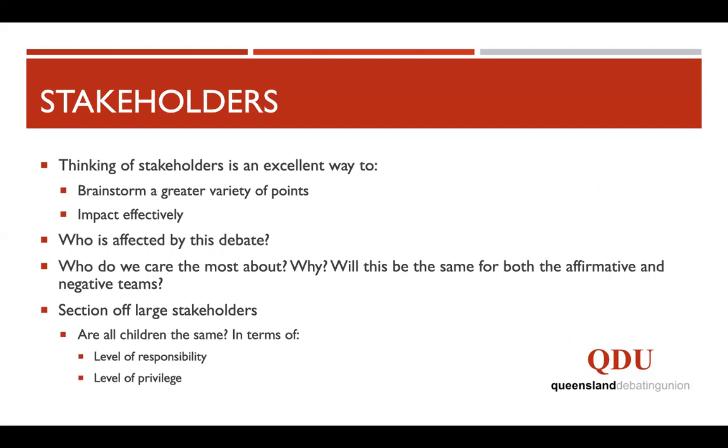Then have a think between all of these different types of stakeholders, which might include children of varying different backgrounds, also parents, the government, and all of the other people that the government spends money on. Have a think between all of these people, who do we care the most about? Why do we care the most about them? Do you think this is going to be the same for both the affirmative team and the negative team?